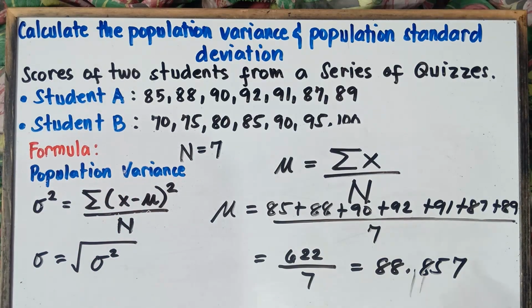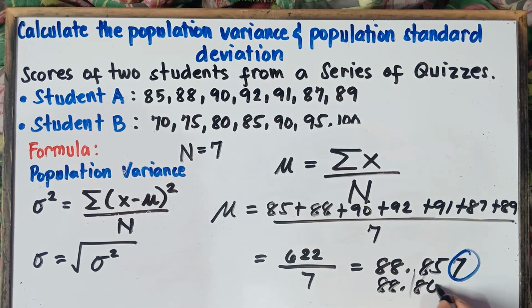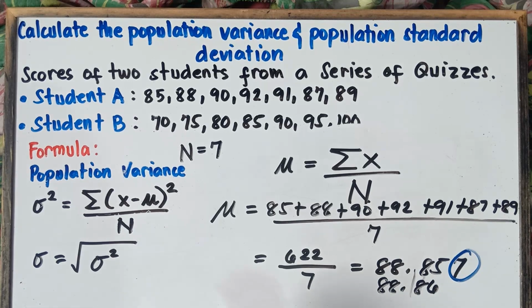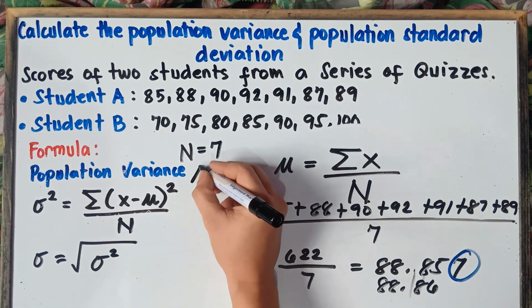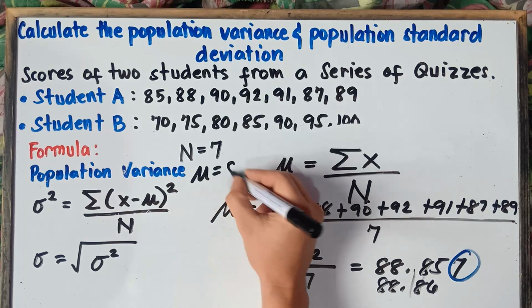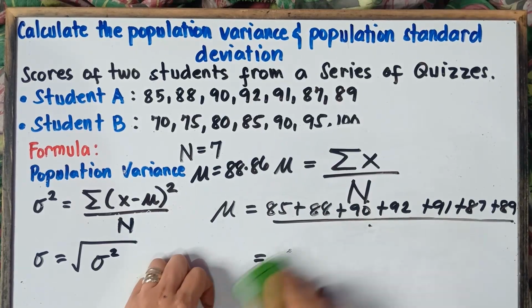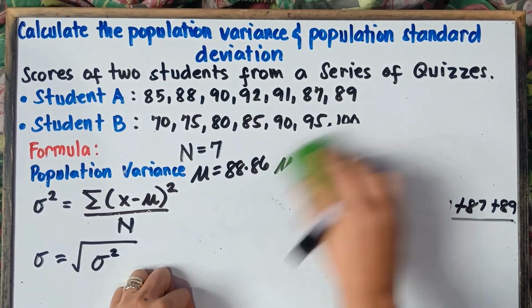So we need to have at least 2 decimal places. After the 5 is a 7, therefore we need to round up. So this will be 88.86, and that would be our population mean. So the population mean is equal to 88.86. Alright, so we're all set for the population mean.